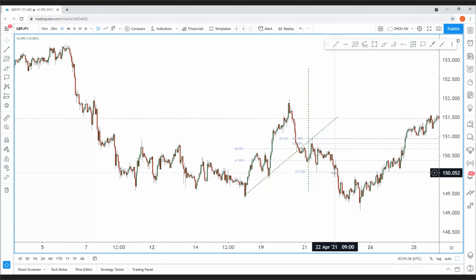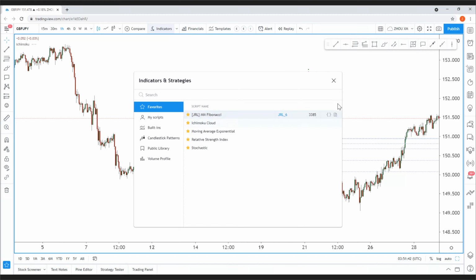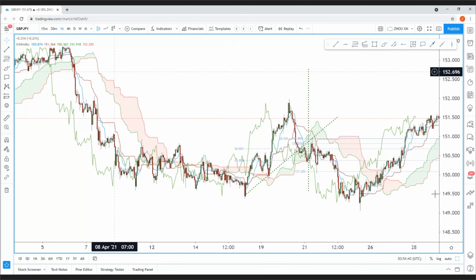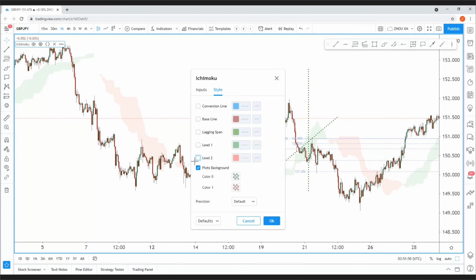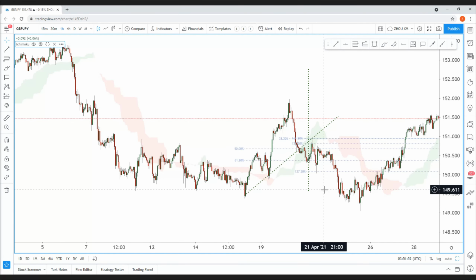There are so many factors in the Ichimoku cloud. However, clearing it might be a better strategy, right? For example, you can see it's so cluttered now. Instead of using it, I can change everything. I can take everything away and only leave the plots background, which is a very good sign of the change in trend, right? You can see the breakthrough.